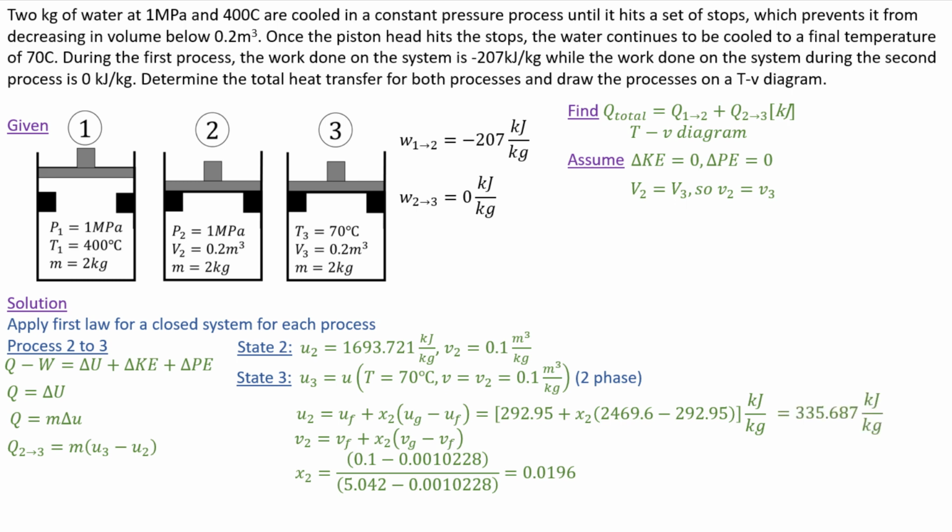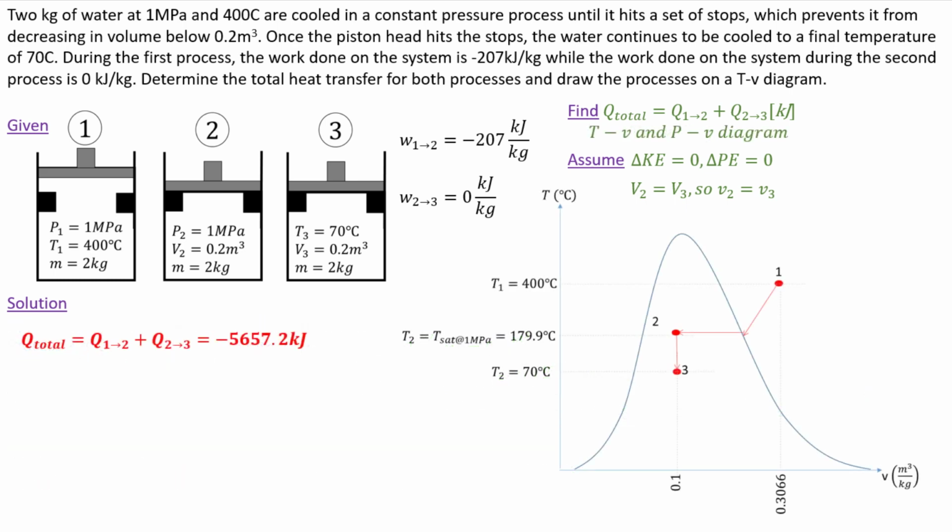If I plug that into my U equation, I get 335.687 kilojoules per kilogram. So I end up calculating negative 2716.068 kilojoules for the heat transfer for the second process. And I can add those up and get negative 5657.2 kilojoules.